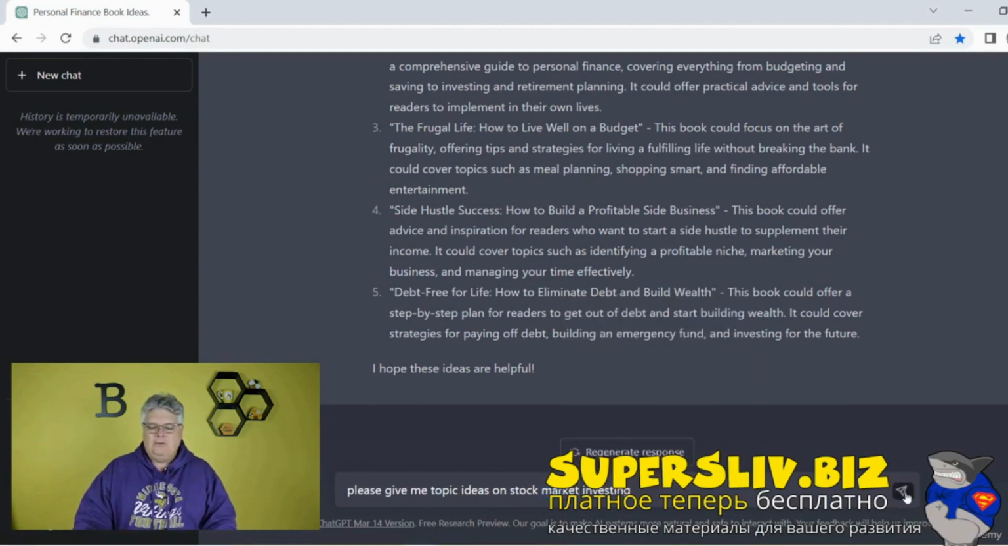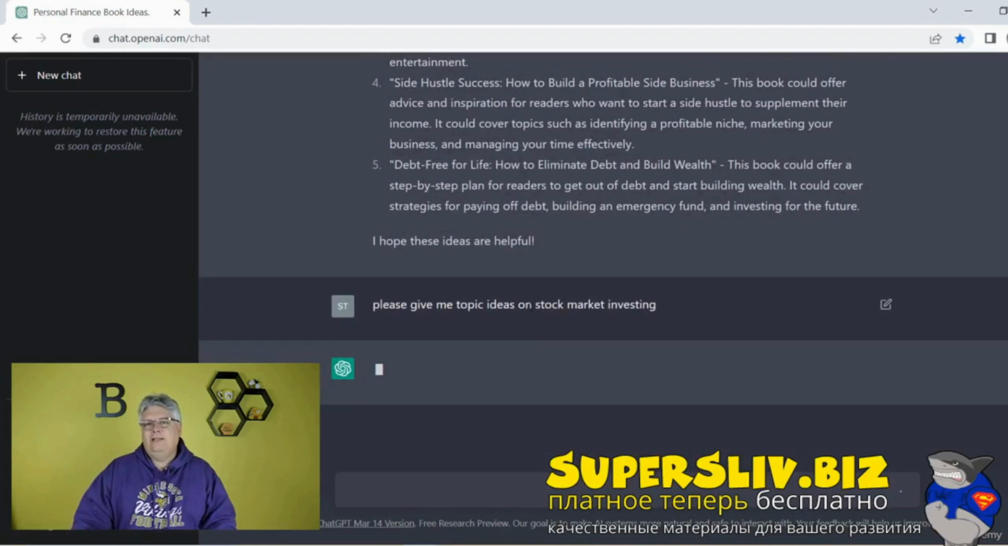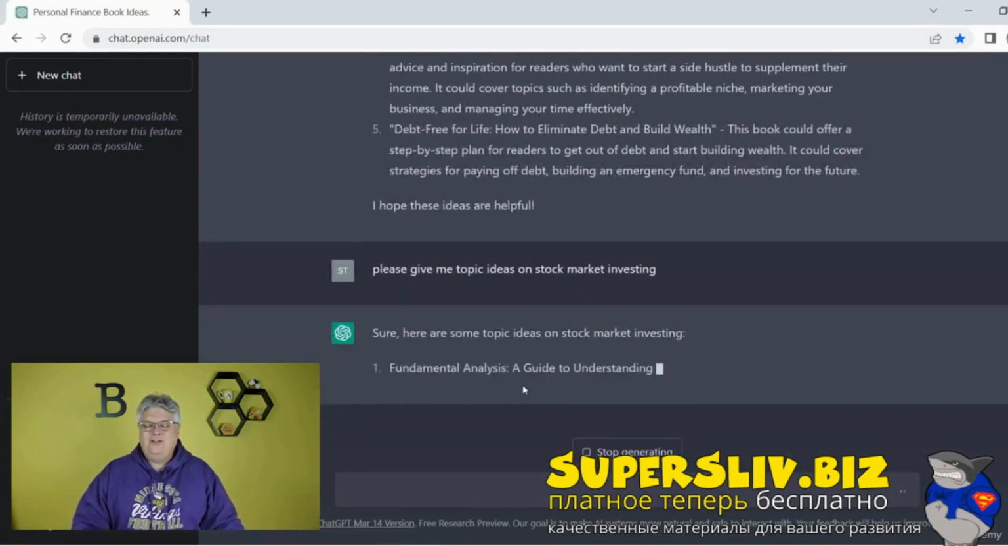And maybe different topics or subgenres within stock market investing, because you could start real broad, or you could get narrower in terms of your different genres or the different things that you're looking to do. And usually ChatGPT is a little faster than this. Even in the free version, though, this is pretty fast, right?